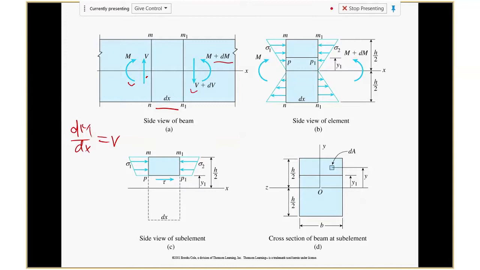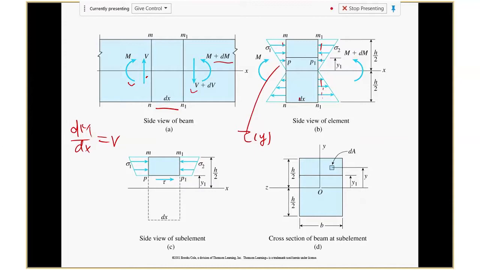Now if we cut this element out, if you look at the next picture, we can draw it. Here will be normal stress, and there must be shear stress here as well. We don't know the value yet, but there must be shear stress. And this shear stress changes with location, so we should write it as tau as a function of y, depending on the location. That's what the picture looks like.